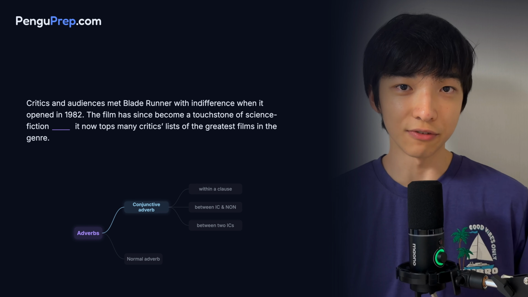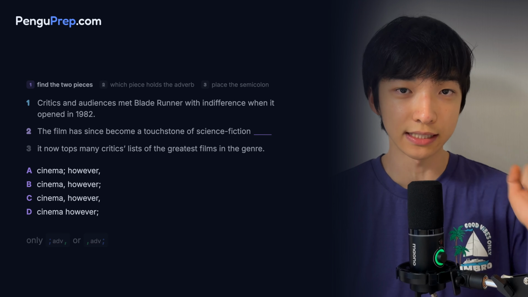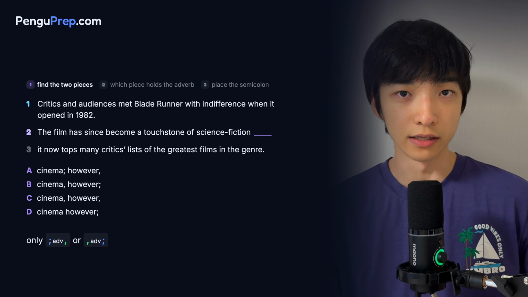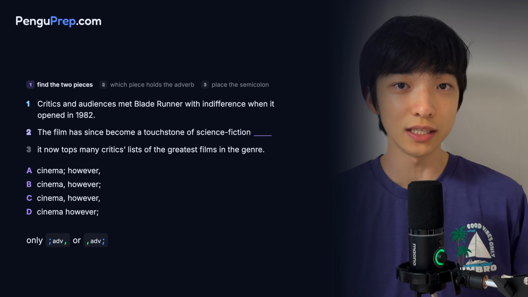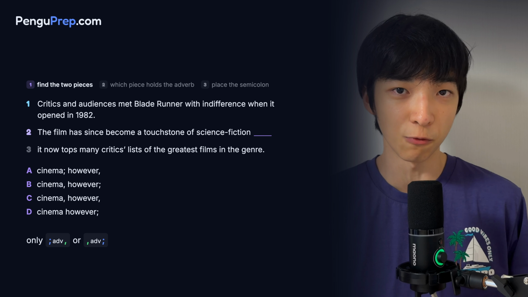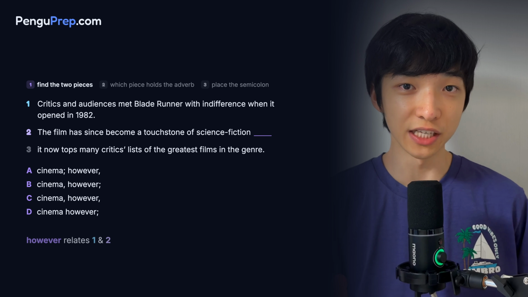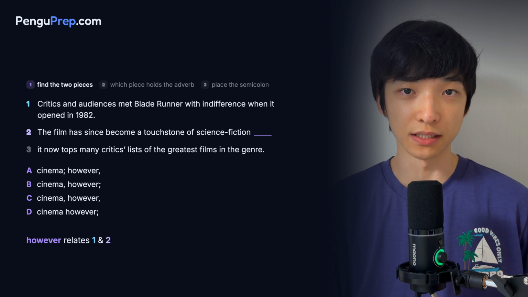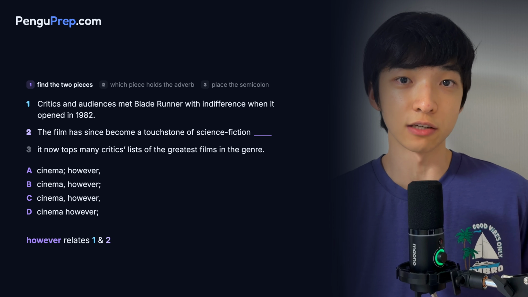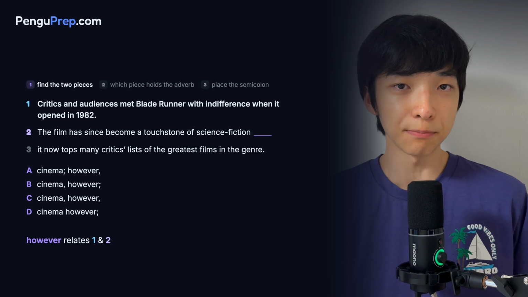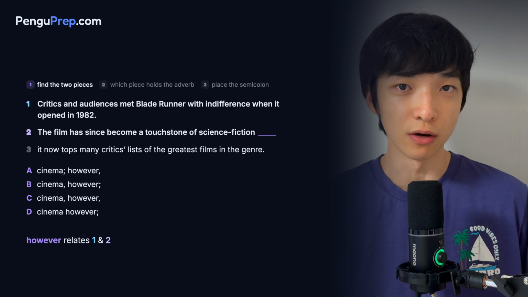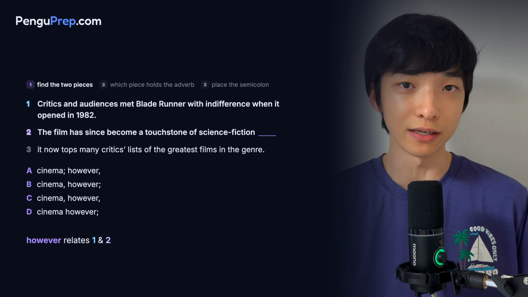However is a conjunctive adverb, and it's in between two independent clauses, so the correct answer can either be a semicolon comma or a comma semicolon. Now, to figure out which case is correct, you need to follow the 3 steps we've discussed before. First, however describes the relationship between the first piece and the second piece. The first piece shows how the audiences and critics weren't too impressed, but the second piece shows how it became successful. So these are the 2 that however is contrasting.